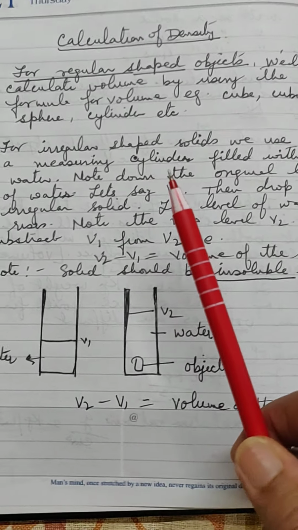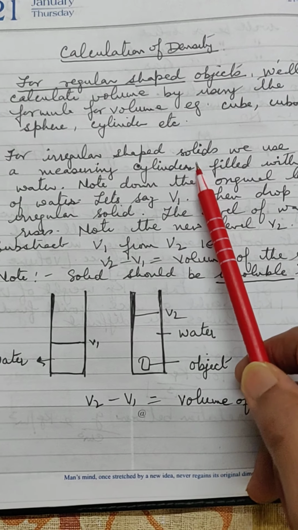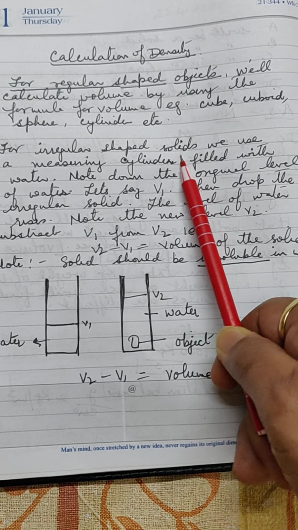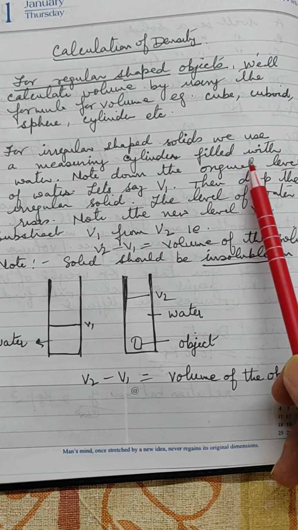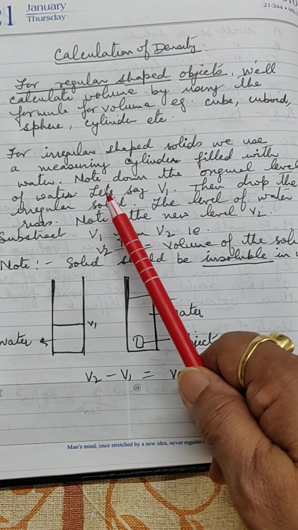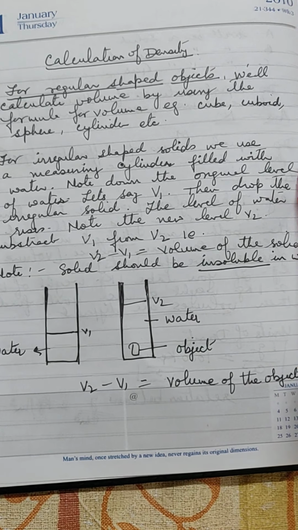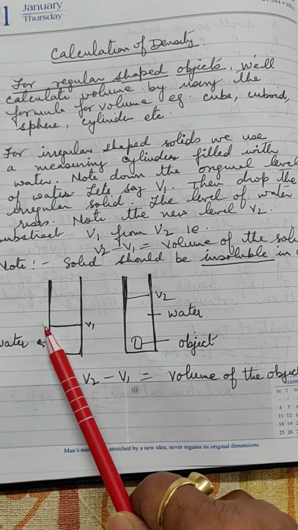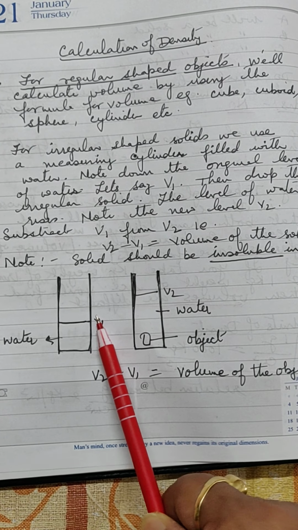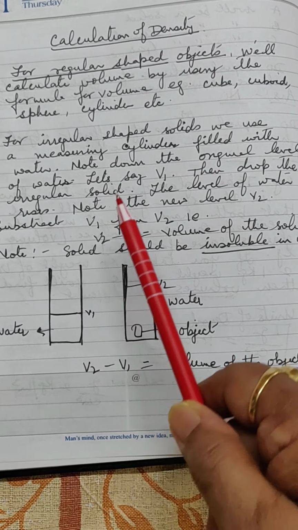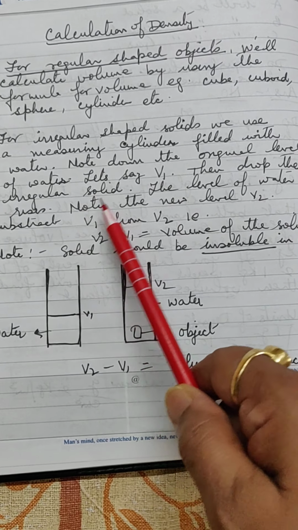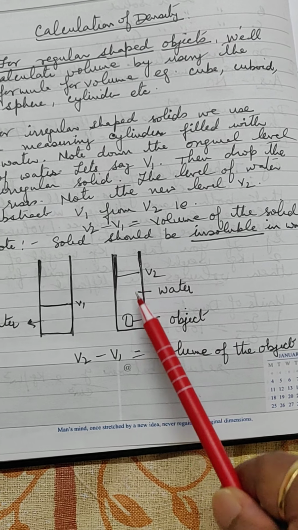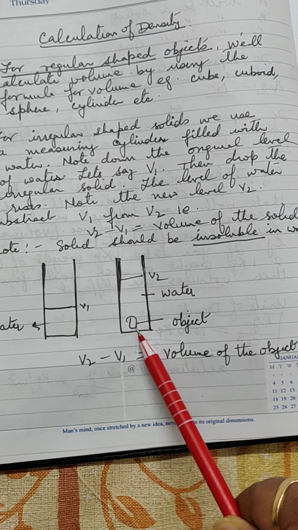Now comes the question that suppose there is an irregular shaped solid. For that you cannot apply a formula. So we will be using a measuring cylinder filled with water. Then we will note down the original level. This is a measuring cylinder filled with the water. Let's say the original level is V1. And then we'll drop the irregular solid inside the water.